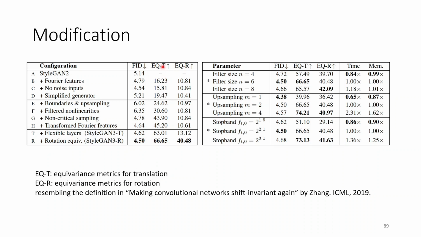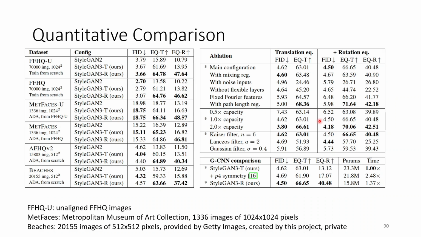Okay, and the EQ-T and the EQ-R are two metrics. They are equivariance metrics for translation and for rotation. The two metrics were developed by the NVIDIA team themselves, and the two metrics are borrowed from another paper like this one. So they show some quantitative comparison.